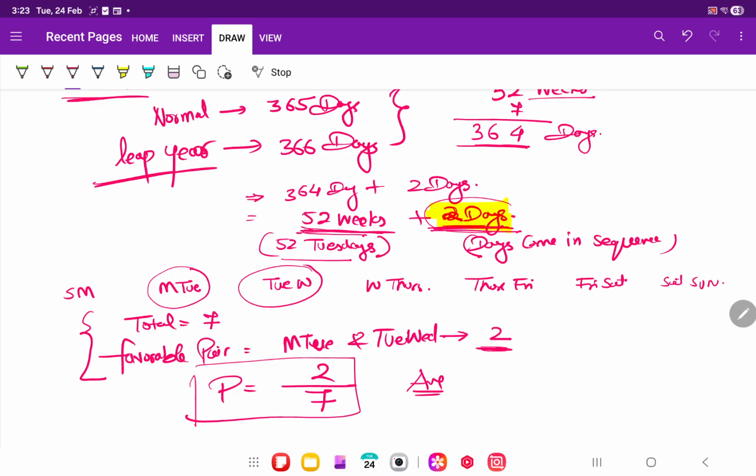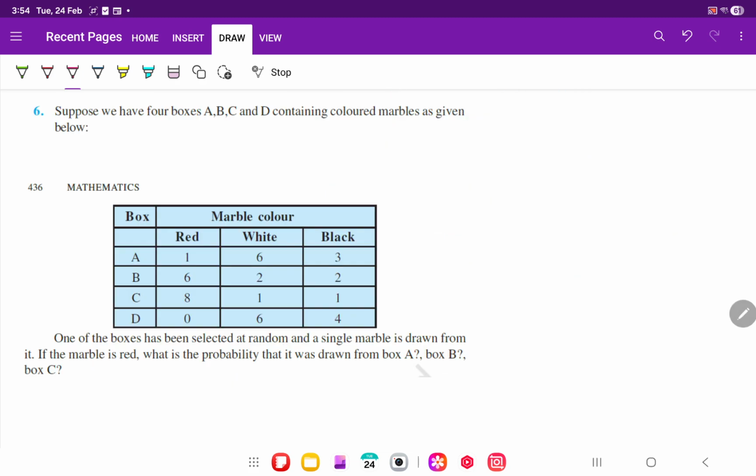Okay. So let's do one more question. So this is the question. There are 4 boxes A, B, C, D. In first box, the number of balls are given: red 1, white 6, black 3 and so on. Box B has red 6, white 2 and black 2 and so on. So they are saying one of the boxes is selected and then a single marble is drawn. If the marble is red, what is the probability that it was taken from box A, or box B, and next box C?